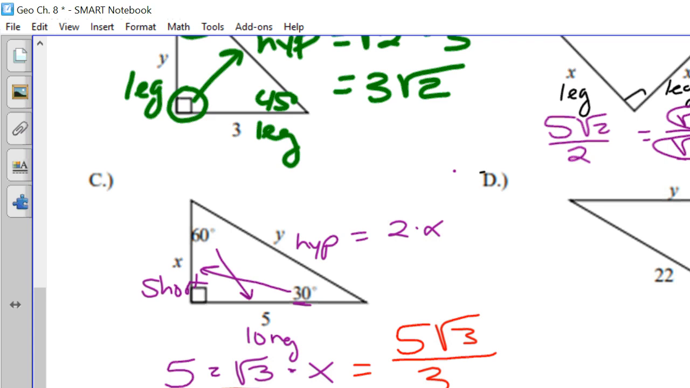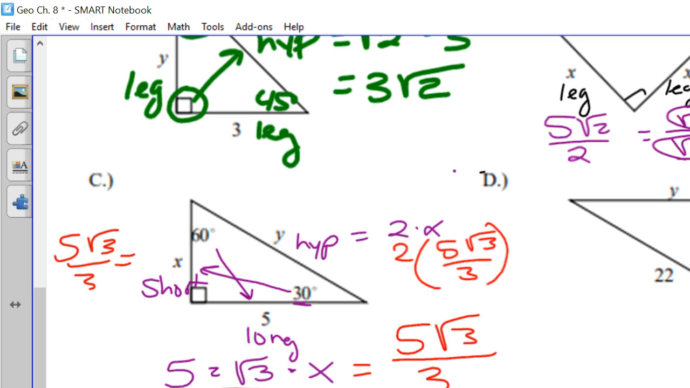Okay, so we know x is equal to this awful monstrosity, 5 root 3 over 3. And now we need the hypotenuse. It's equal to 2 times this. So 2 times 5 root 3 over 3. All that is saying we're going to multiply the 2 and the 5 together. That simplifies to 10 root 3 over 3.